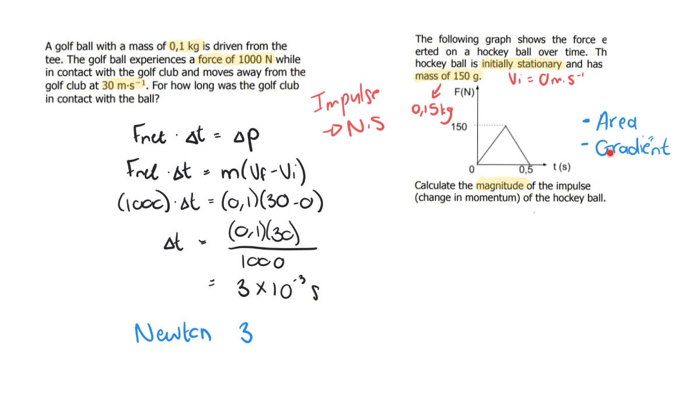So the gradient is delta y over delta x. So it would be delta F over delta t, which is not something I use. But the area, remember, the area of this is a triangle. So it's half times the base times the perpendicular height.